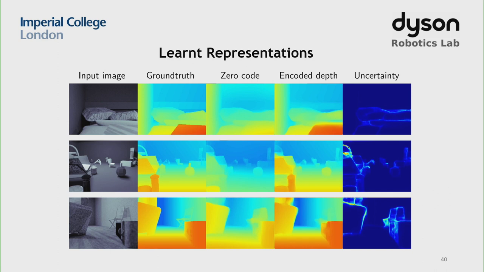So this is an example of the latent representations that the network actually learns. On the left, you can see the RGB input image. The next one to the right is the ground truth. The next one after that is a zero code, which is basically if we set that latent code to all zeros and just condition the network on the RGB image. And then the second to last one is the best code for that depth image as well as the RGB conditioning. From that you can see that the network can, with this tiny code size, reconstruct the depth image pretty well.